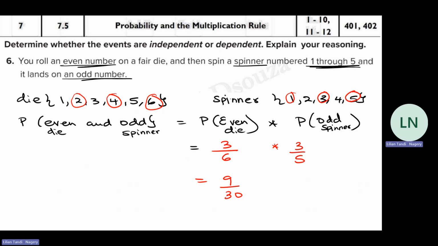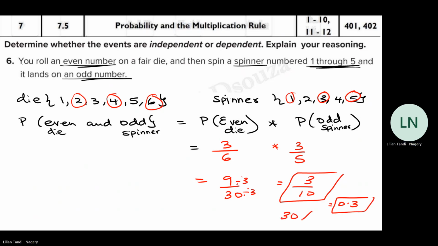If you simplify that, you should get 3 over 10, because the greatest common factor is 3. So divide by 3, divide by 3. Should get 3 over 10. That's your fraction. Your decimal will be 3/10, and your percent will be 30%.